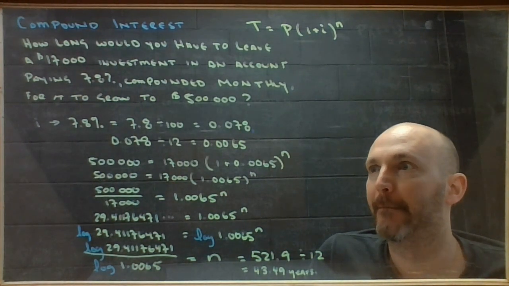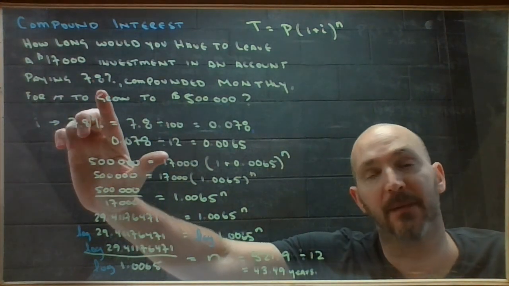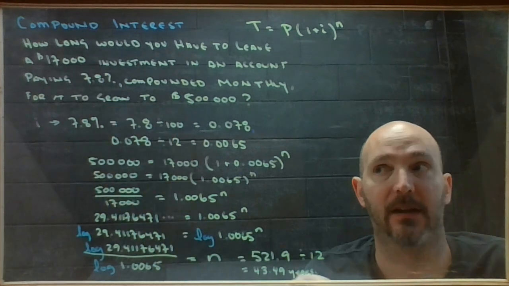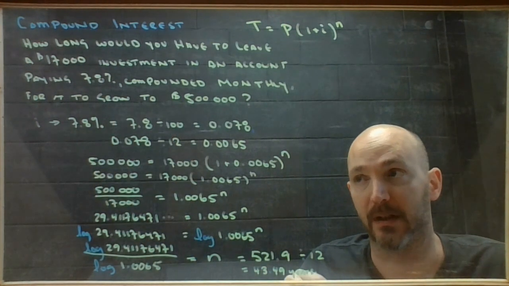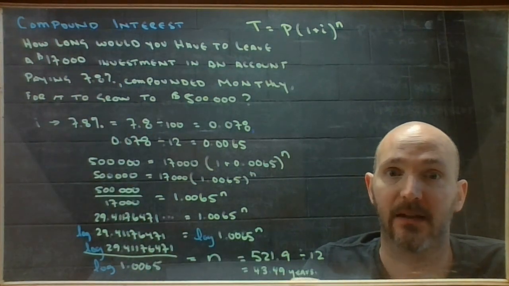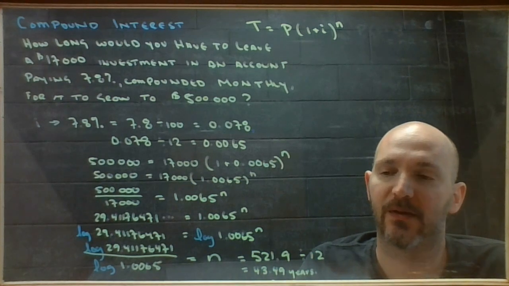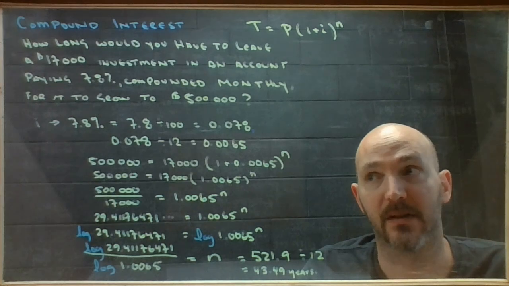Okay. So if you manage to find something paying this interest rate, which I think if you're a clever investor, you can get something around that per year, and you have $17,000 to invest, in 43 years from now, you're going to be able to have $500,000 sitting around.